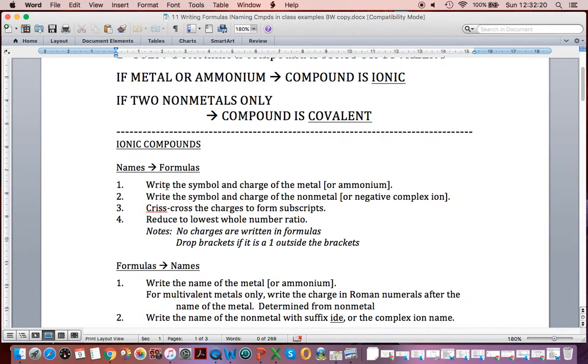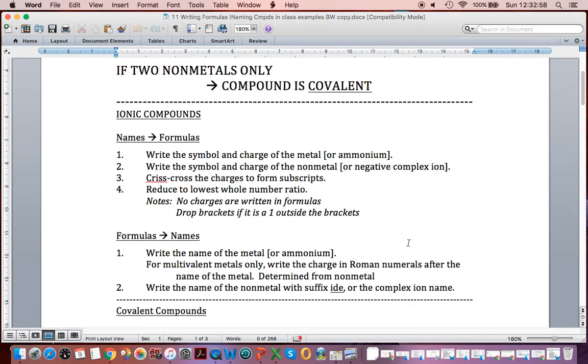Let's look at ionic. So you write the symbol and charge of the metal or ammonium, our positive complex ion. And then step 2, you write the symbol and charge of the nonmetal or negative complex ion. So that means you want your periodic table of ions and your complex ion table right there. Crisscross the charges to form the subscript. Subscript's written down low. You do not write charges in formulas. And then, if possible, you reduce to the lowest whole number ratio. If you end up with a 1 outside brackets, you must drop the brackets and get rid of the 1.